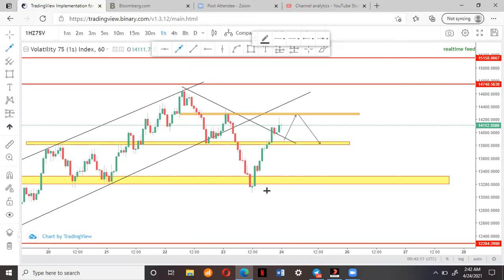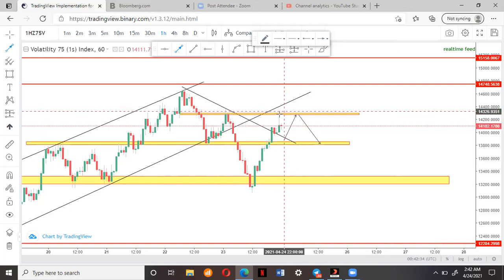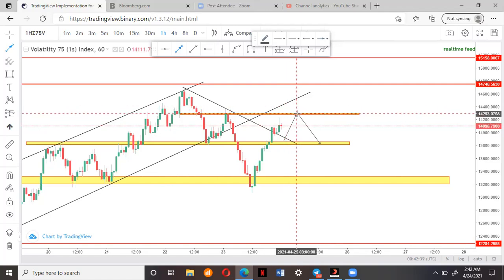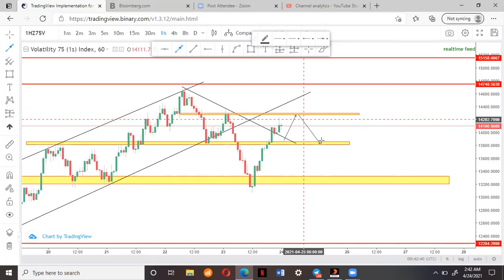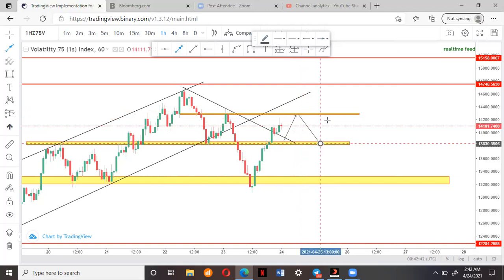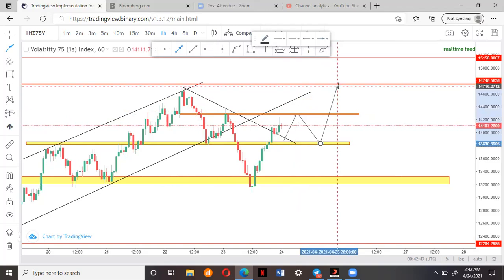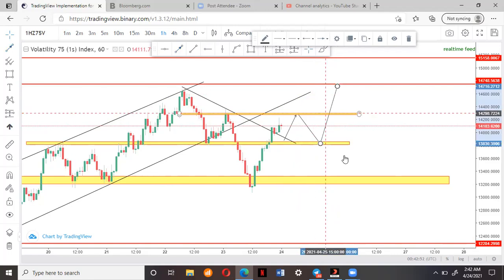But for now, we can just wait and see if we can break out of this level here. If we break out of this level and have a pullback on this level, then we expect another full structure of the inverse head and shoulder pattern. This is a full structure, right?